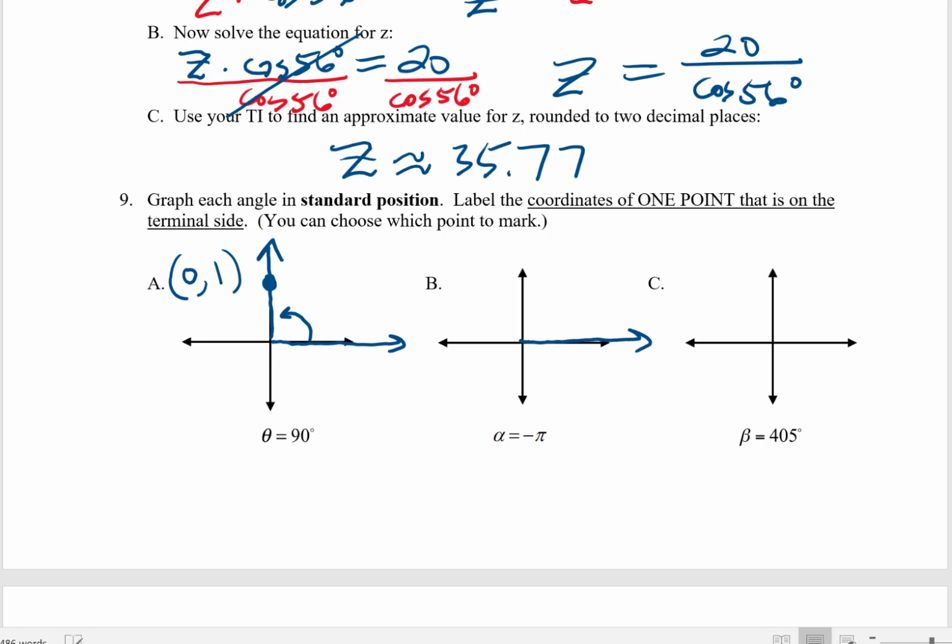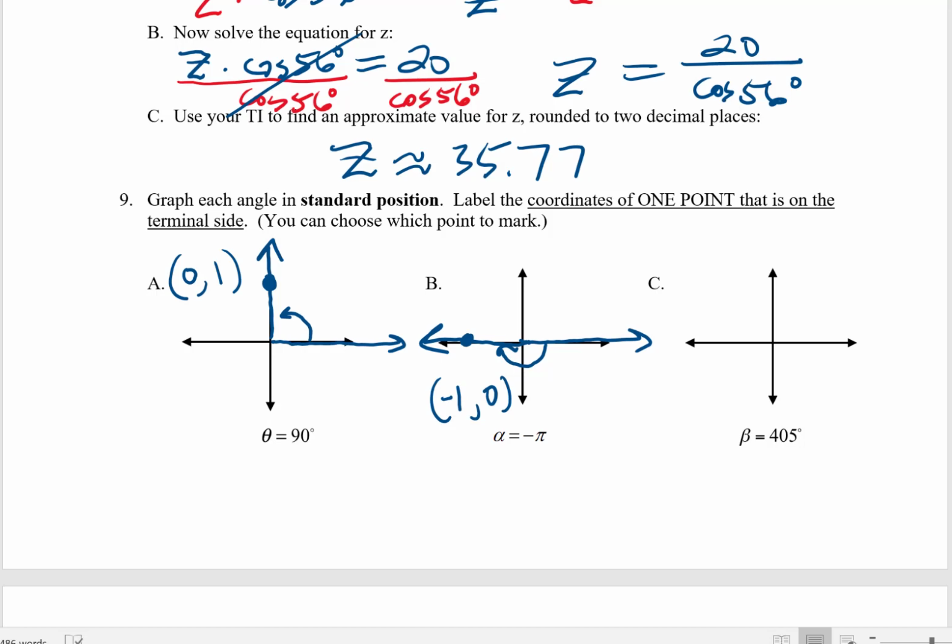Letter B, the angle negative pi. So I'm going to rotate in a clockwise direction. Pi is 180. So that'll take me to right here. I want the coordinates of any point on the terminal side. This time my y-coordinate will be 0 because I'm not going up or down. My x-coordinate will be some negative number. The simplest choice would be -1. I could use -2 or -3, something like that.